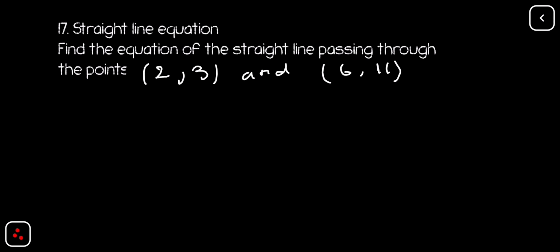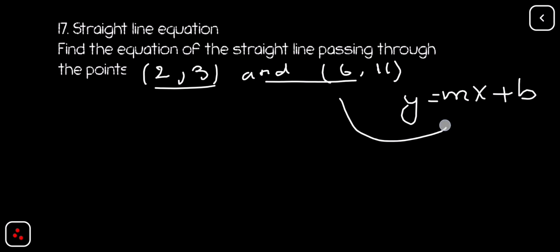Topic number 17 is straight line equation, and the question is: find the equation of the straight line passing through the points (2, 3) and (6, 11). So we know that the formula is y is equal to mx plus b. From these 2 points, we have to reach this one. So how can we solve that? At first, we have to find the slope.